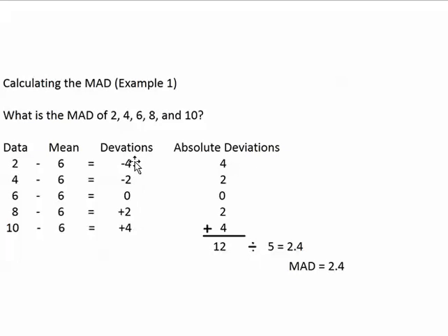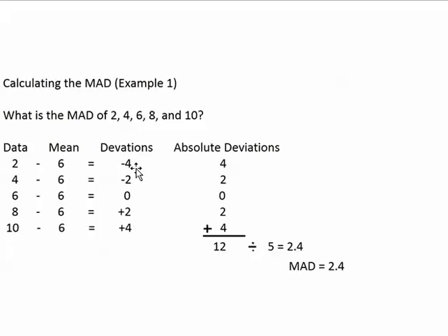The deviation of each data value tells you two things. First, it tells you how far the data value is from the mean, and second, it tells you whether the data value is below or above the mean. This data value of 2 is 4 below the mean, so it has a deviation of -4. This data value, 4, is 2 below the mean, so it has a deviation of -2. This data value, 6, is right at the mean, so it has a deviation of 0. It's not deviating at all. This data value, 8, is 2 above the mean, so its deviation is +2. And this data value, 10, is 4 above the mean, so it has a deviation of +4.